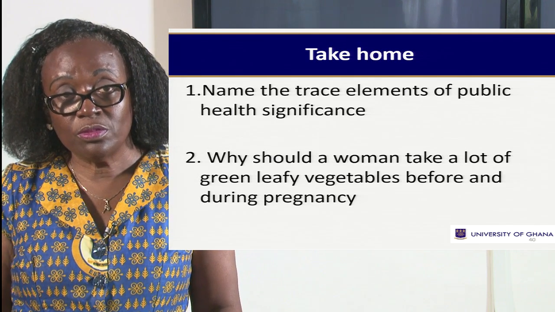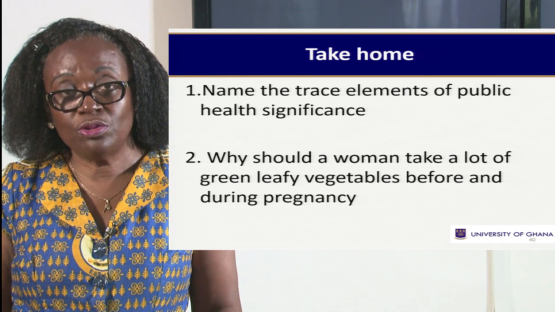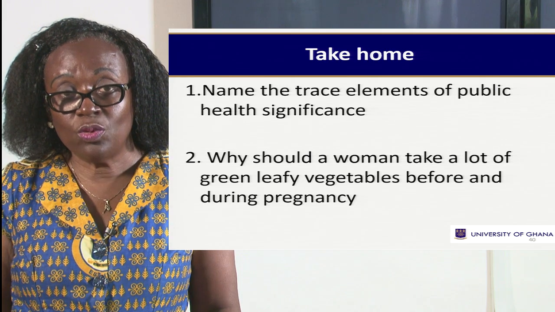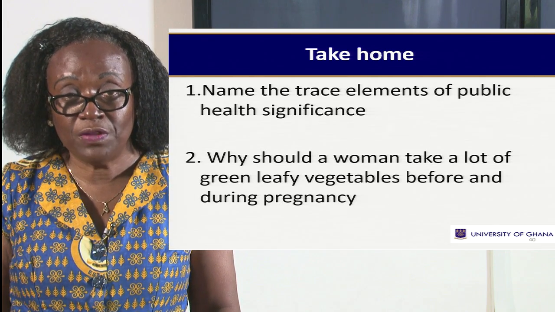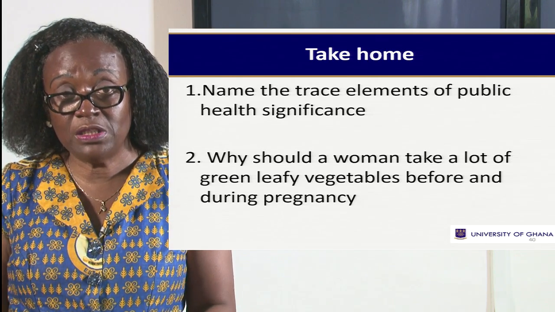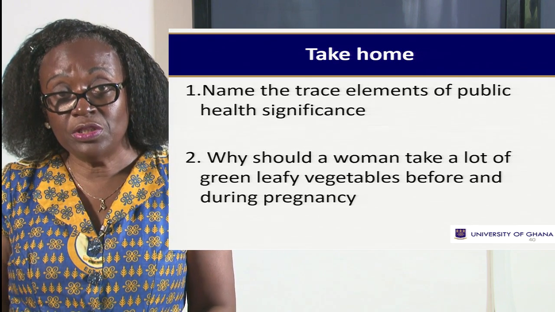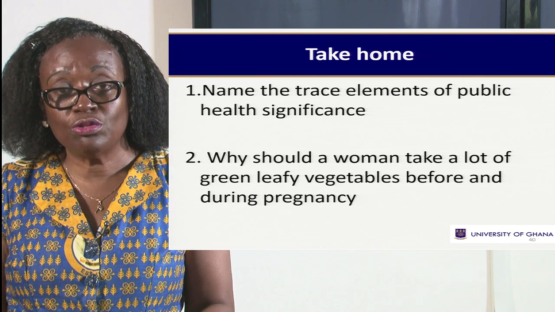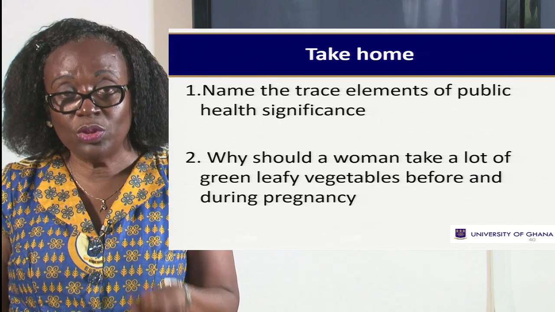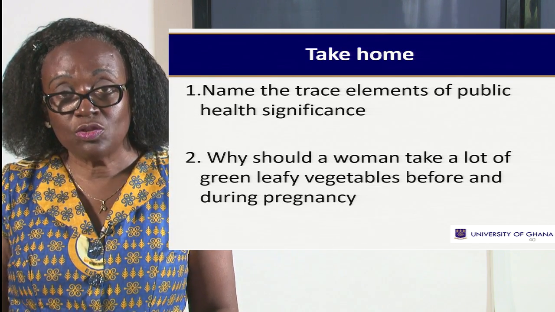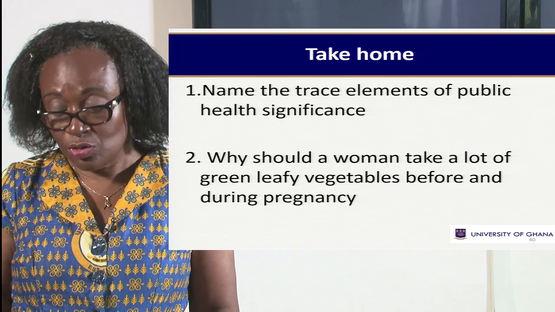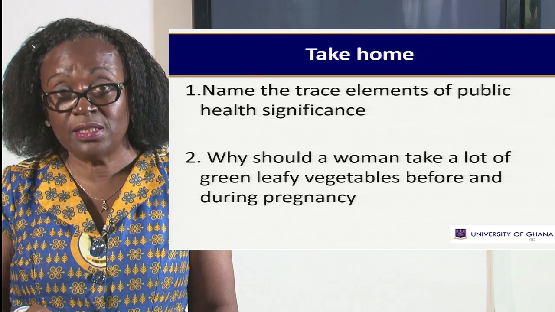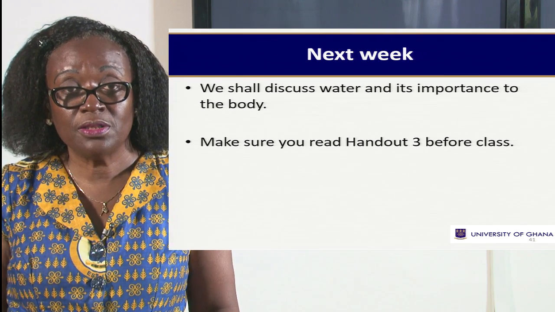So for our take-home this week, we should be able to name the trace elements of public health significance, and why a woman should take a lot of green leafy vegetables. And as I mentioned, green leafy vegetables, they are rich in iron, they are rich in vitamin A, they are rich in vitamin C, they are also rich in folic acid. So you see, with one stone, you can kill so many birds. So we need to encourage our women. So we should understand why. Whatever we tell people, we should be able to explain the why. The why is the key to alleviating malnutrition in Ghana.